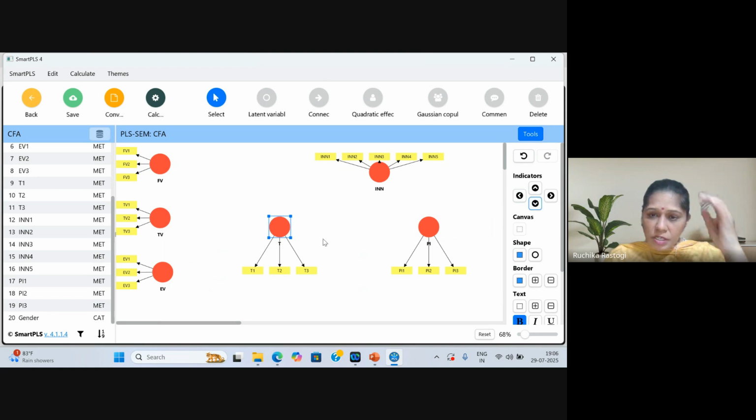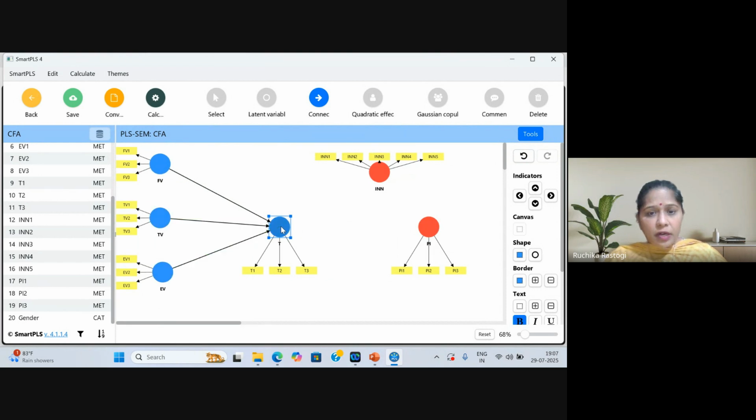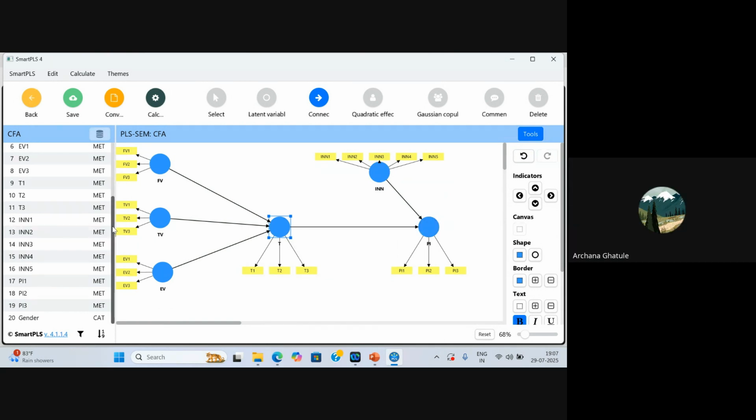Now we will connect them with the help of one icon. You can see on the tab bar one icon, connect. We'll click on this. FV connecting to trust, TV connecting to trust, and EV. Trust is connecting to PI, and innovativeness is also connecting to PI. Right. Up to this, everyone is with me? Are you all able to do it? Please tell me. Yes, yes. Ma'am, where is the connect option?